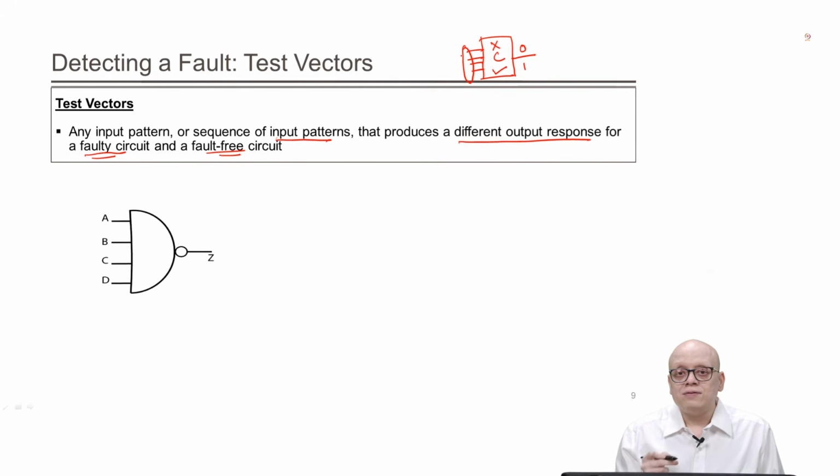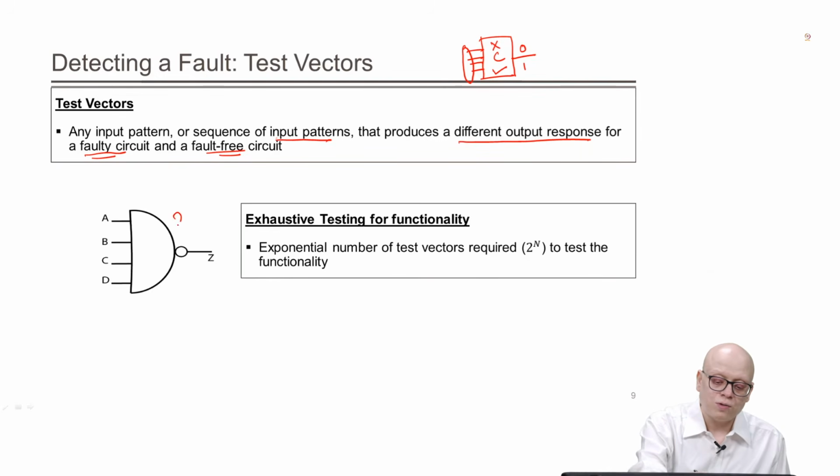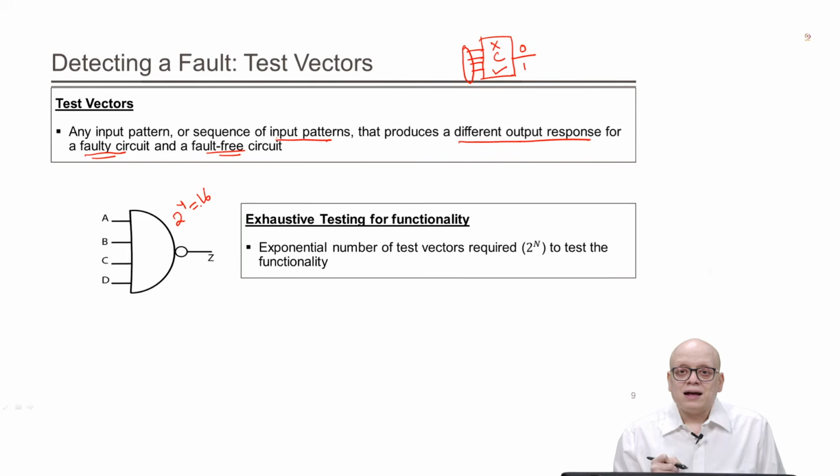Now, for a given circuit element, for example, say we have a NAND gate, if we want to exhaustively test the functionality of this NAND gate, we will require 2 to the power n input combinations, where n is the number of inputs. So, in this case, since there are 4 inputs, we will require 2 to the power 4 or 16 input combinations. But can we derive a set of test vectors which is much less than 16 and is able to capture all the defects or faults in our circuit?